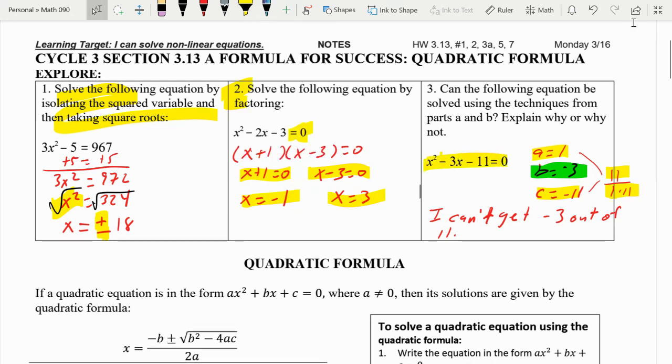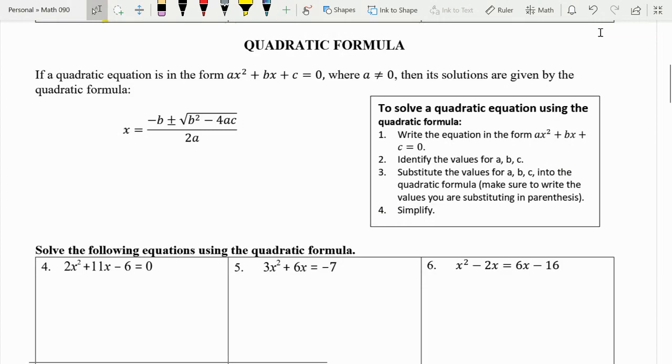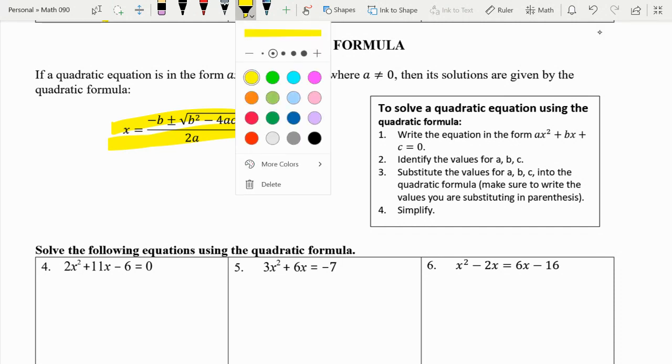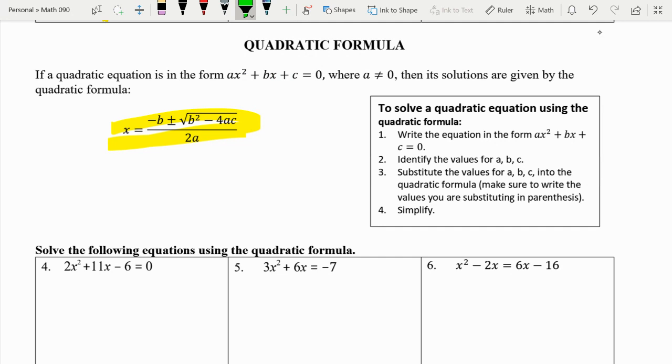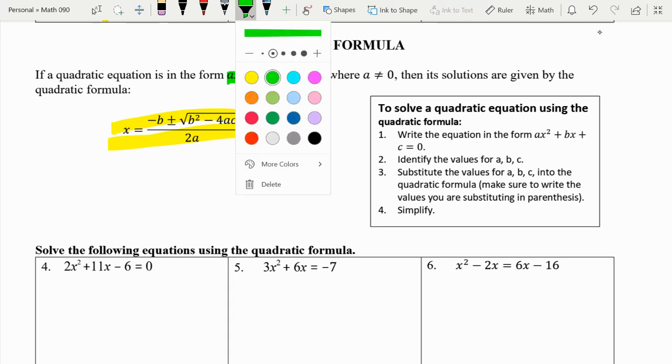So since I can't factor, I have to use the quadratic formula. And there's the quadratic formula. So a is always going to be the number in front of x squared, b is the number in front of x, and c is the number that's by itself. Whatever equation we're given, we're just plugging the numbers in, a, b, and c, and letting your calculator do most of the work.